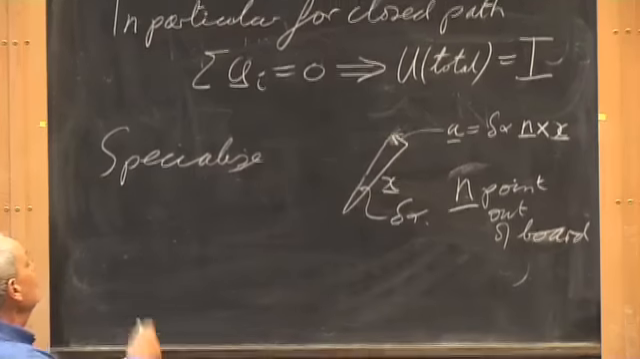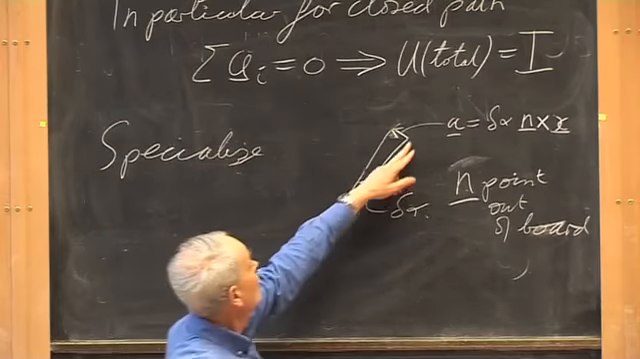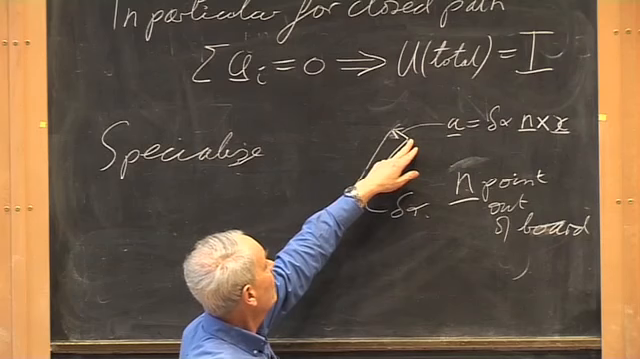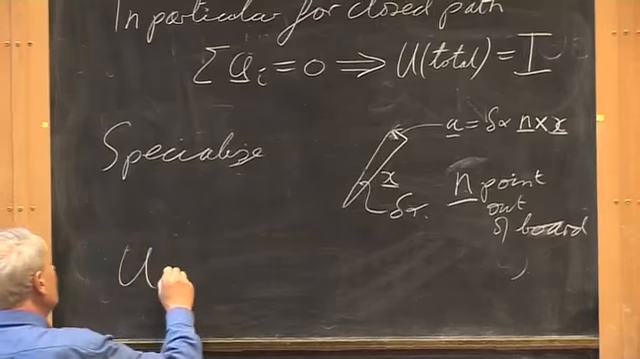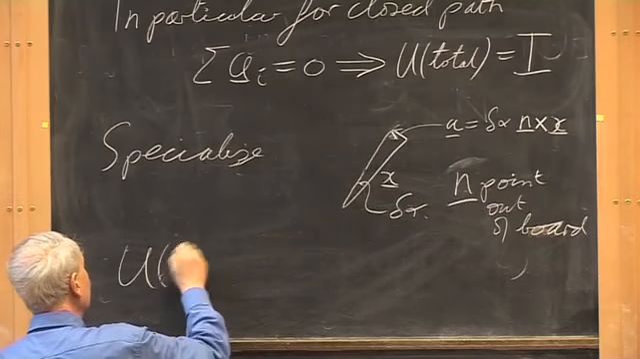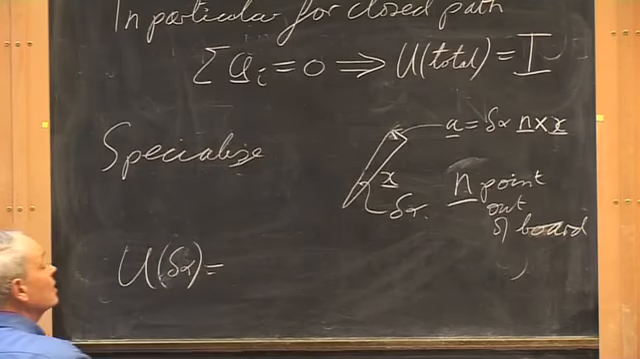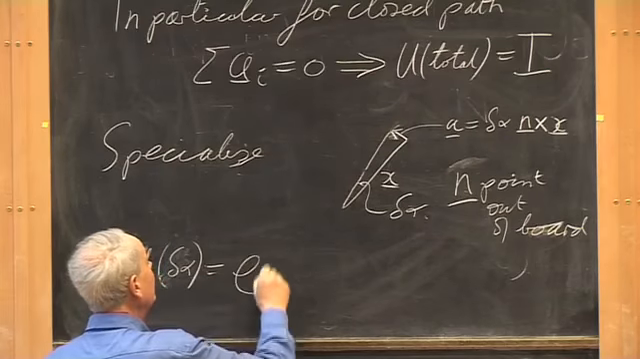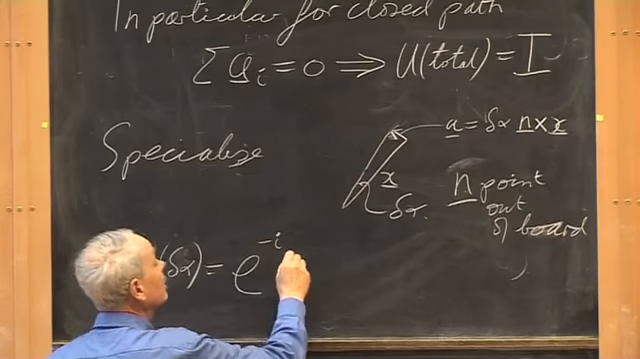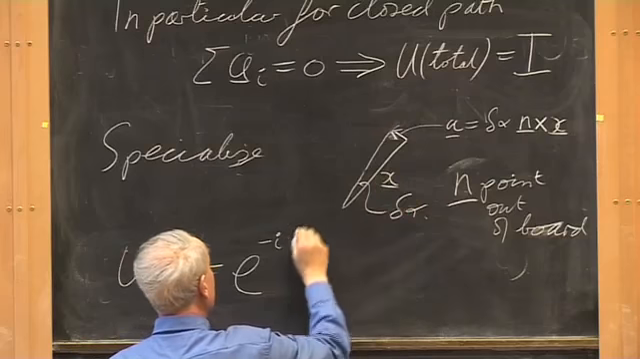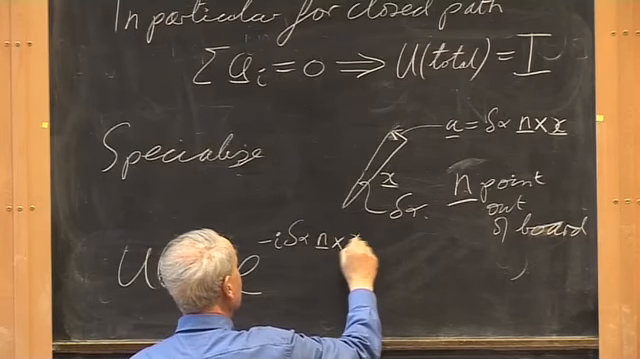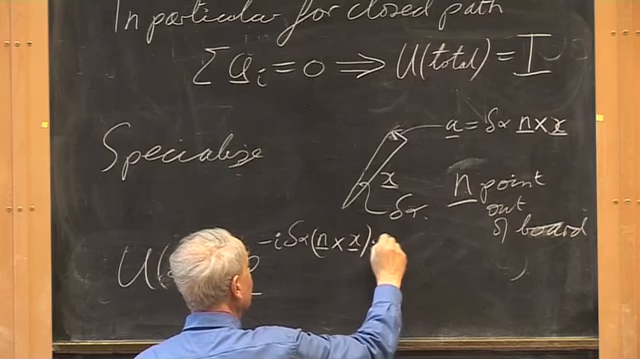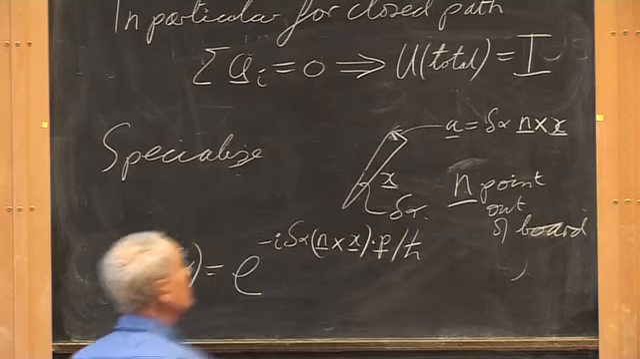So what does that do? That means that the unitary operator that moves my system from here to here, U delta alpha, is going to be e to the minus i A, which is that, delta alpha n cross x dot P upon h bar.